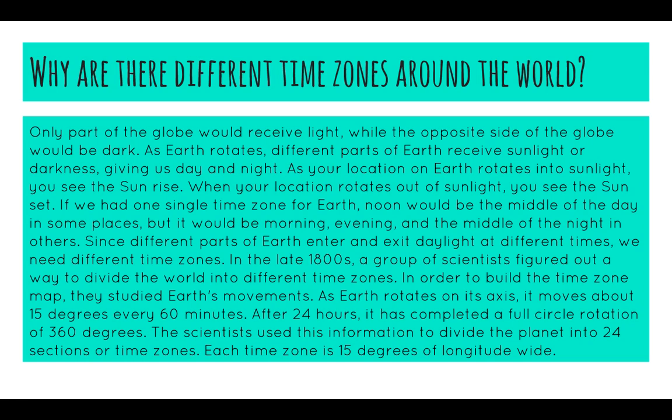In the late 1800s, a group of scientists figured out a way to divide the world into different time zones. In order to build a time zone map, they studied Earth's movements. As Earth rotates on its axis, it moves about 15 degrees every 60 minutes. After 24 hours, it has completed a full circle rotation of 360 degrees. The scientists used this information to divide the planet into 24 sections or time zones. Each time zone is 15 degrees of longitude wide.